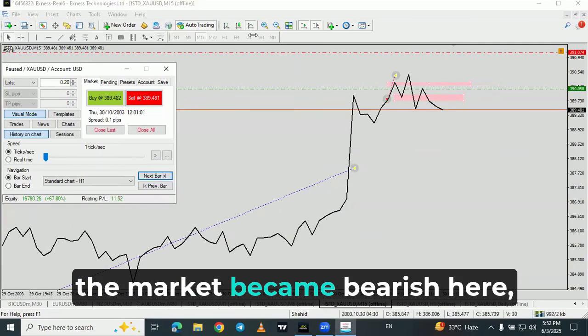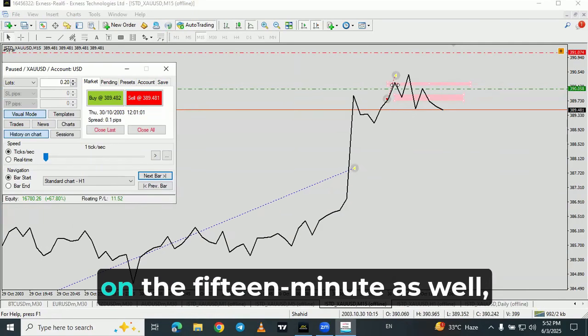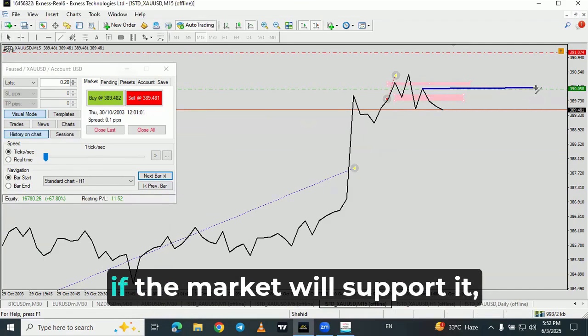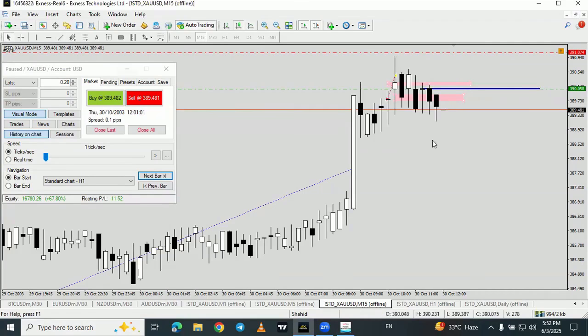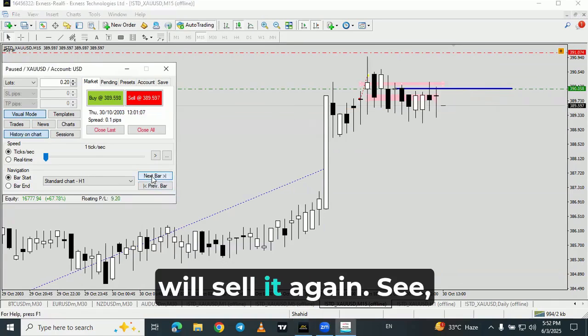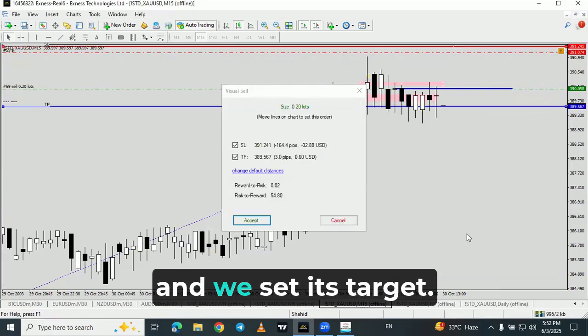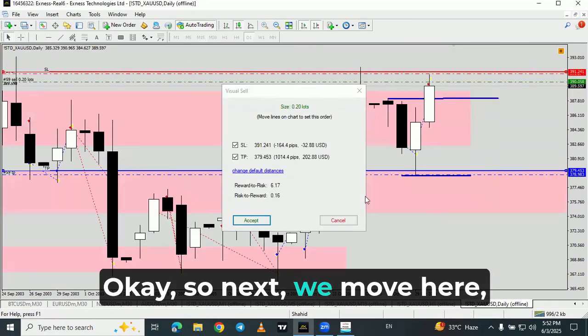See, the market became bearish here. The buy side sell setup happened on the 15-minute as well. And if you see on the 15-minute what came here, if the market will support it, we will sell it again. See, the market supported the same zone and we take another sell here and we set its target. Okay, so next we move here.